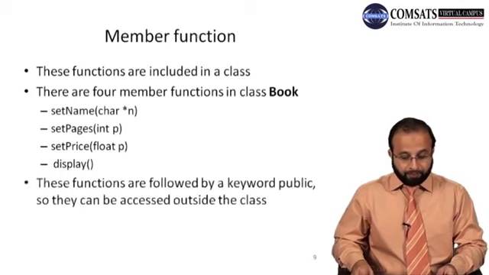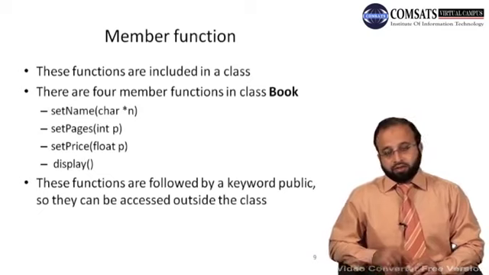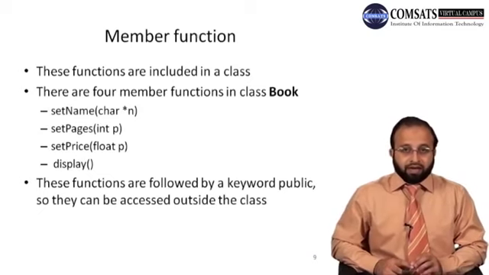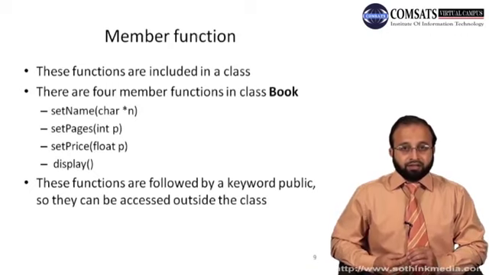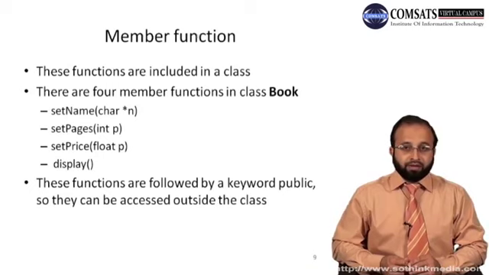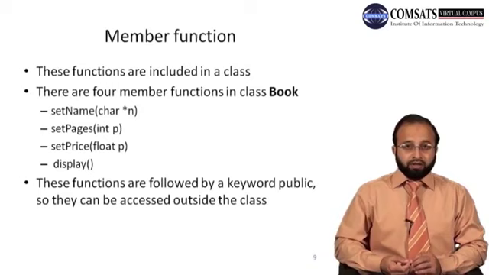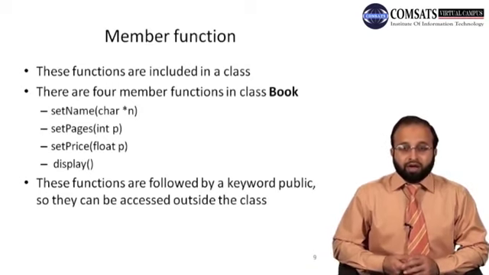See, these functions are followed by the keyword public, so they can be accessed outside the class. So public is something that is accessed outside the class, private is something that is accessed only from the definition of the class, that is through the member functions of that class. Why do we make the data members of the class private? Because in the real world you cannot directly access the state of the object. You have to execute the behavior to change the state.